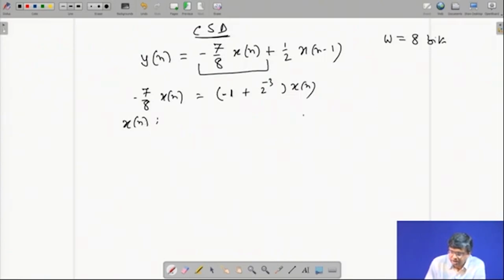Okay. So suppose xn, the 8-bit word, is like this, x0n, which enters the system at 8n plus 0.